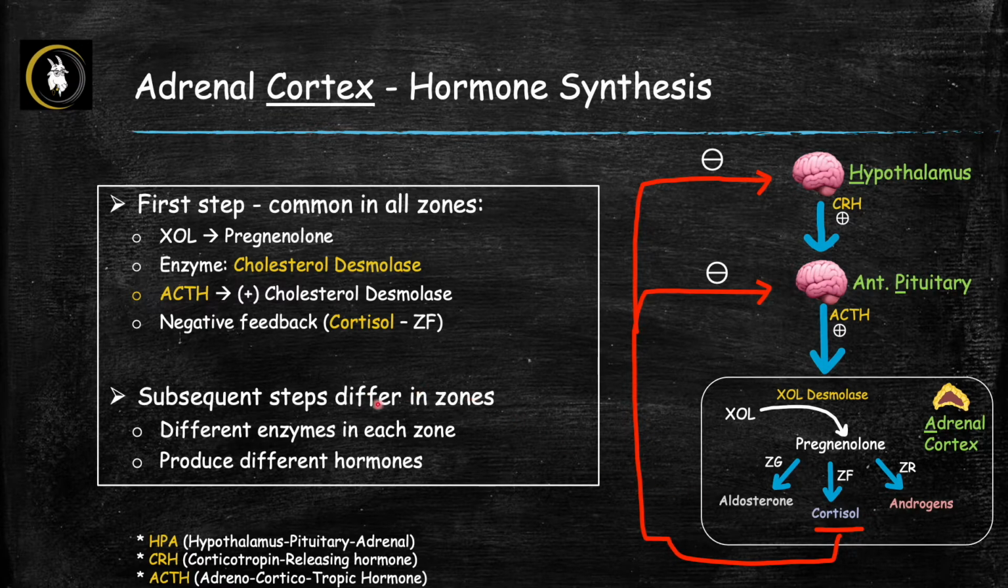And so as I finally pointed out right here, the first step, going from cholesterol to pregnenolone, is the common step in all the zones. And then the subsequent steps are going to be different in each of the 3 zones. And that's because each zone has different enzymes that can carry out different reactions. And therefore, they're going to produce the 3 different hormones that we have listed down here.